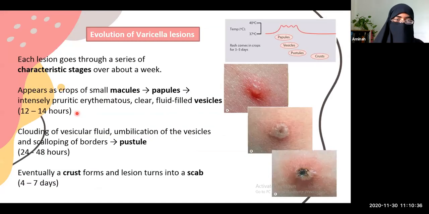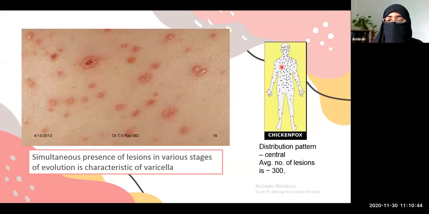Okay, let's talk a bit more about the rash because this part is important. So in varicella, the lesions first occur on the trunk and then go on to the face and the scalp, and can also progress to the peripheries. However, the area of highest distribution is the trunk. So in varicella, the distribution pattern is central. The number of lesions varies depending on the severity of the disease, so it can be anywhere from 150 to 1,000 lesions. Usually it's 300.